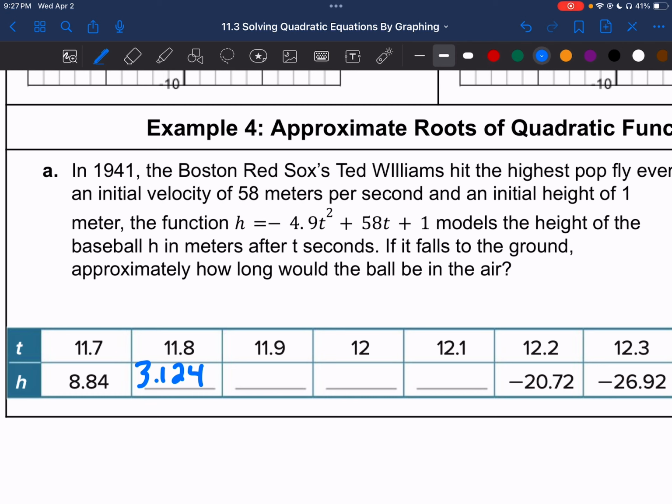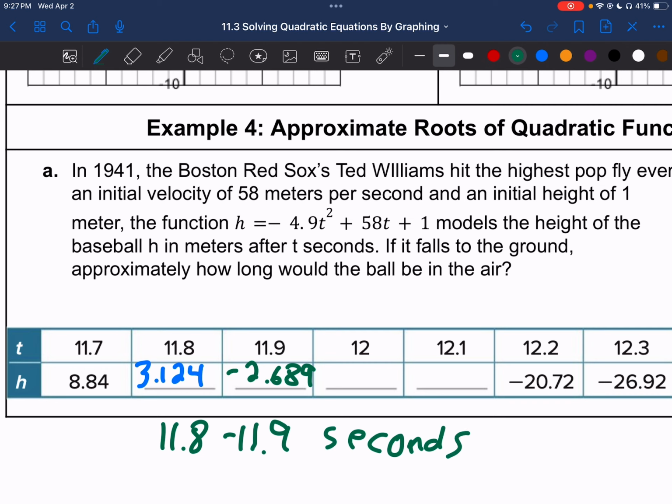What about at 11.9 seconds? Well, you substitute that in. Negative 4.9 times 11.9 squared plus 58 times 11.9 plus 1, and you're going to get negative 2.689 feet. We've gone from above ground to below ground. Our height has changed, so our time is going to be between 11.8 and 11.9 seconds. It's going to be in between those two times when the ball hits the ground. But let's finish it out.